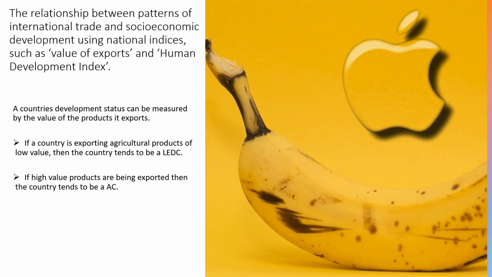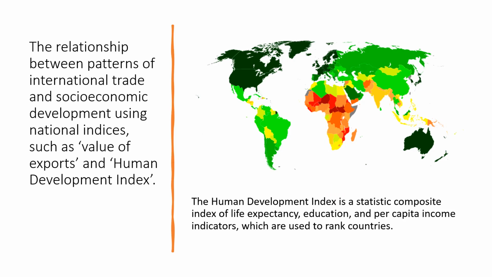If we are looking at what a country is exporting, if it's exporting bananas, it's not going to make as much money as if it is exporting Apple Macs. So the value of the product is really important. The value of exports can be reflected in the economy of a country. And then we have the Human Development Index, which is a composite. It puts together a whole range of things like life expectancy and education, and it ranks countries. So you can see which are the most developed, those in dark green, and those at the least developed. But it is a comparison.